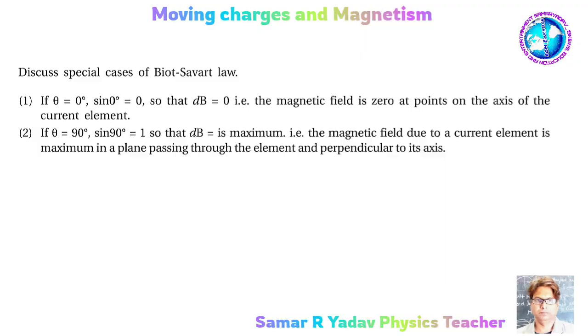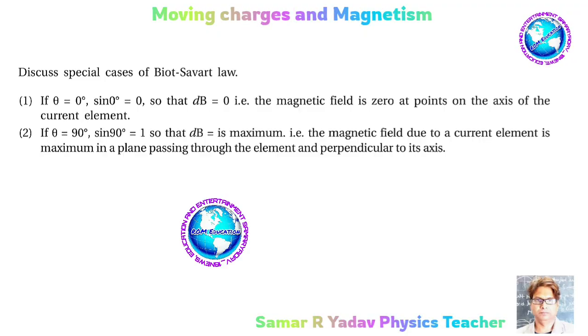Discuss special cases of Biot-Savart law. First, if theta is equal to 0 degree, sin 0 degree is equal to 0, so that dB is equal to 0, that is, the magnetic field is 0 at a point on the axis of the current element. And second, if theta is equal to 90, sin theta is equal to 1, so that dB is maximum, that is, the magnetic field due to a current element is maximum in a plane passing through the element and perpendicular to its axis.